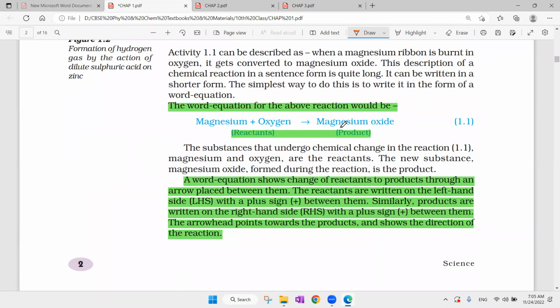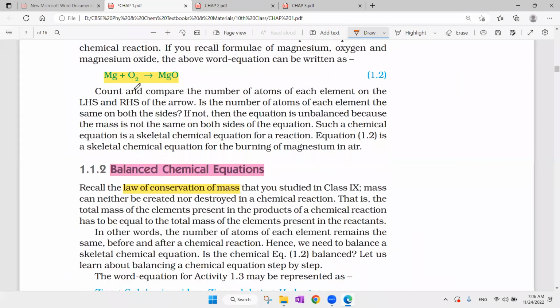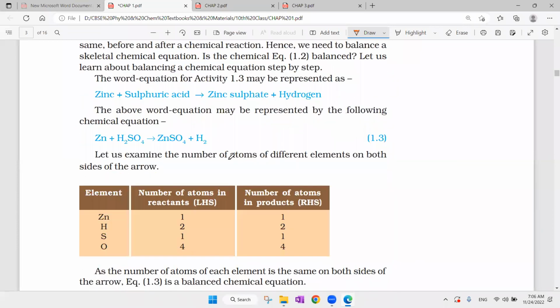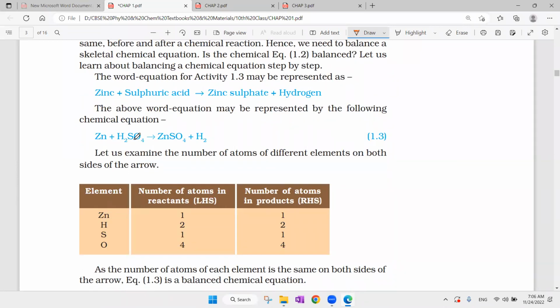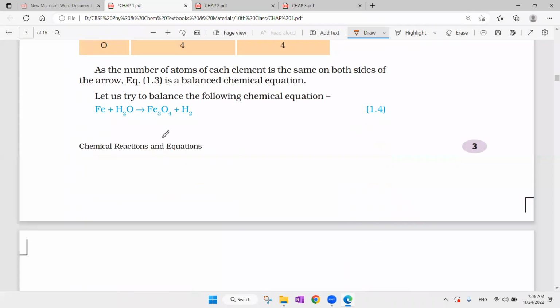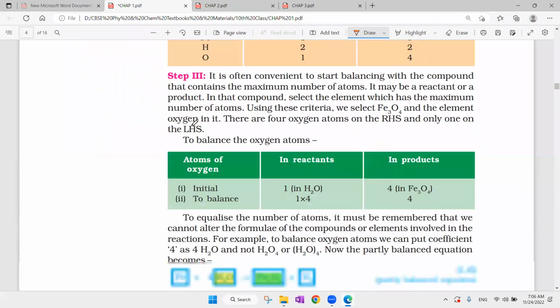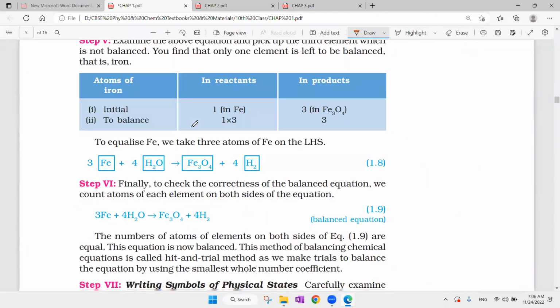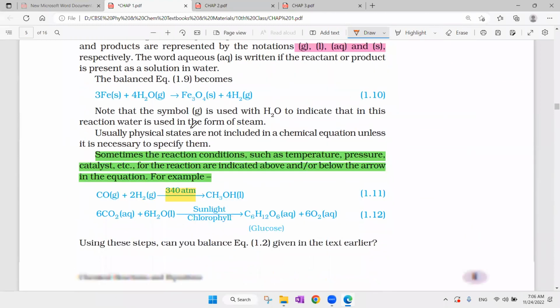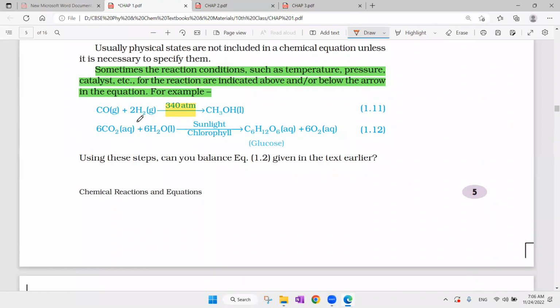Magnesium plus oxygen gives rise to magnesium oxide. Zinc plus sulfuric acid gives rise to zinc sulfate. Iron plus water gives rise to iron oxide plus hydrogen gas. Carbon dioxide plus hydrogen gives rise to CH3OH. So what is CH3OH? This we will discuss in chapter 4, carbon and its compounds.